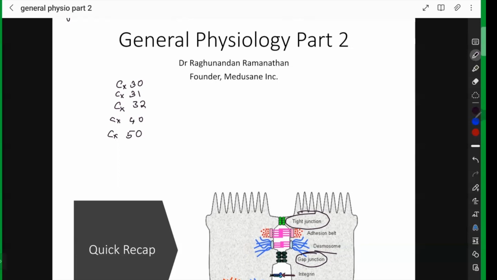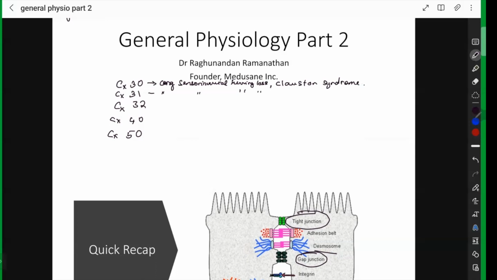What do 30 and 31 lead to? Just remember this. CX30 is going to lead to congenital sensorineural hearing loss. CX31 is again congenital sensorineural hearing loss. But your 30 is not going to stop there. CX30 also leads to another, Clouston syndrome. That is the other CX30. CX31 is your congenital sensorineural hearing loss.